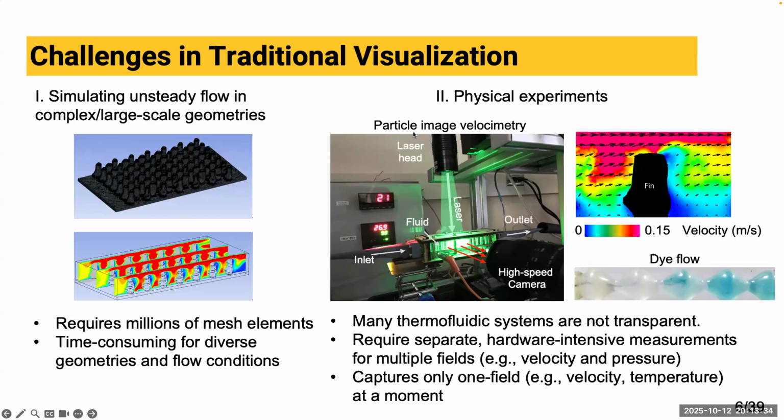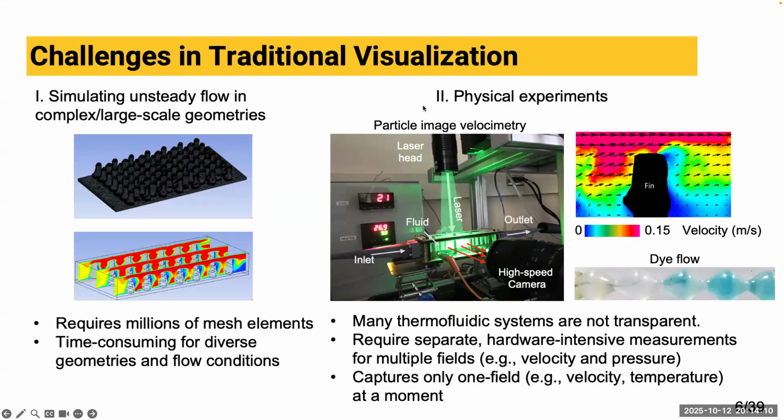So you can use particle image velocimetry system to visualize the velocity field around the structure of interest, where some people inject dye to understand the flow structure. However, many thermofluidic systems are not transparent because many of them are made of metal. So for this visualization, you need to make a separate system that employs a transparent wall. And also, this experimental setup is quite expensive.